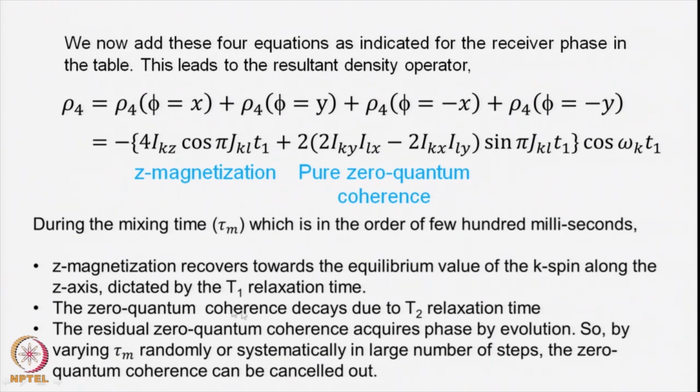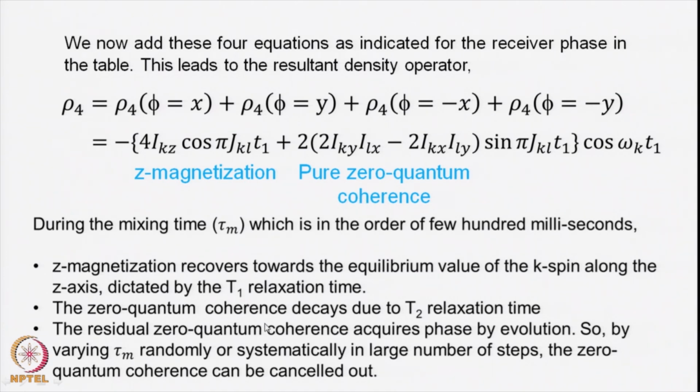Now what else can we do? What we are interested in the NOESY experiment is the Z magnetization. We do not want the zero quantum coherence here; we want to keep only the Z magnetization, which means we want to eliminate this. Partially it will go away because of T2 relaxation time during the long mixing time we might have, but then we can also do a trick to get it cancelled out. What is the trick we do?